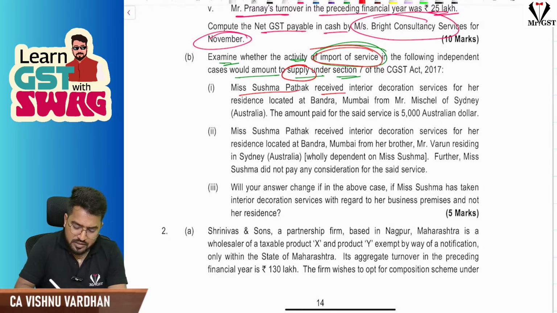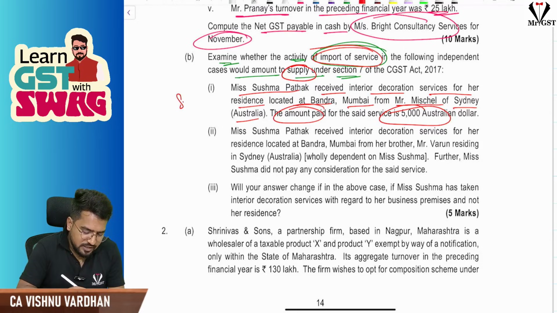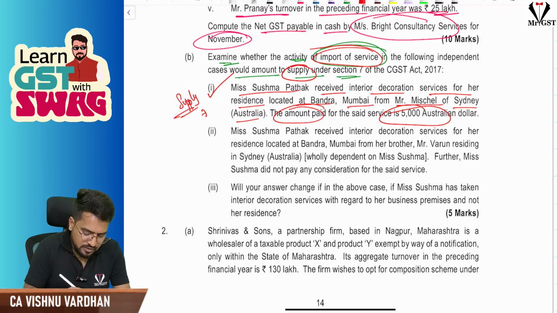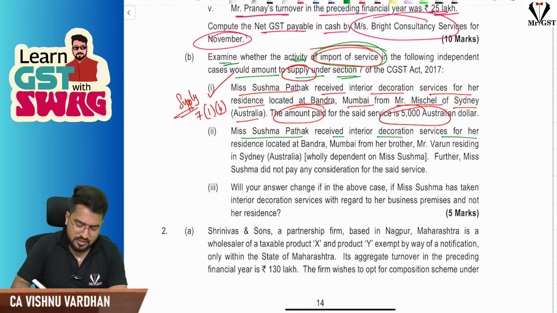Miss Sushma Pathak received interior decoration services for her residence located at Bandra, Mumbai from Mr. Michelle, Sydney, Australia. Amount paid 5,000 Australian dollars. If you have paid consideration and you have imported some services, it is straight away supply. So simple one. Section 7(1)(b) will come into picture.